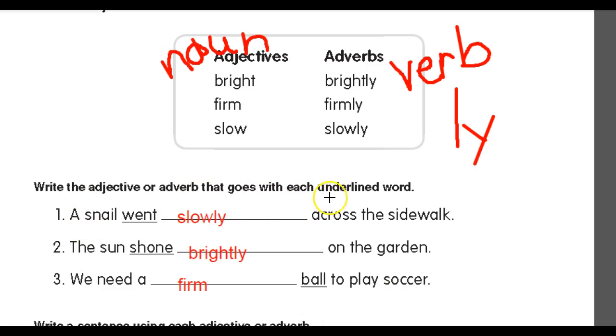Write the adjective or adverb that goes with each underlined word. A snail went slowly. We need an adverb here because we're describing a verb here. Went is the verb. The sun shone brightly. We need an adverb because it is describing shone, which is a verb. We need a firm ball. Here we need an adjective because we're describing a noun. Ball is a person, place, or a thing, and firm is describing the ball. So that's the difference between an adjective and an adverb.